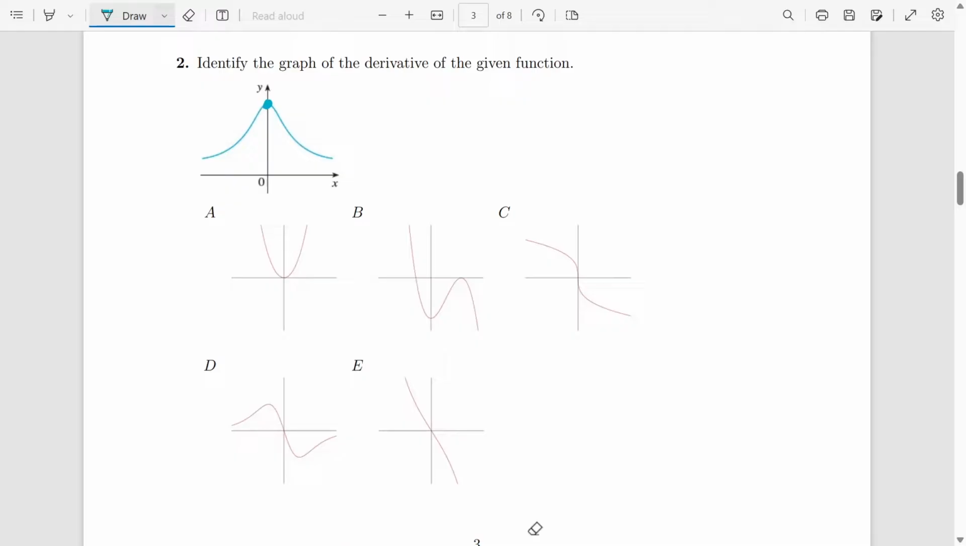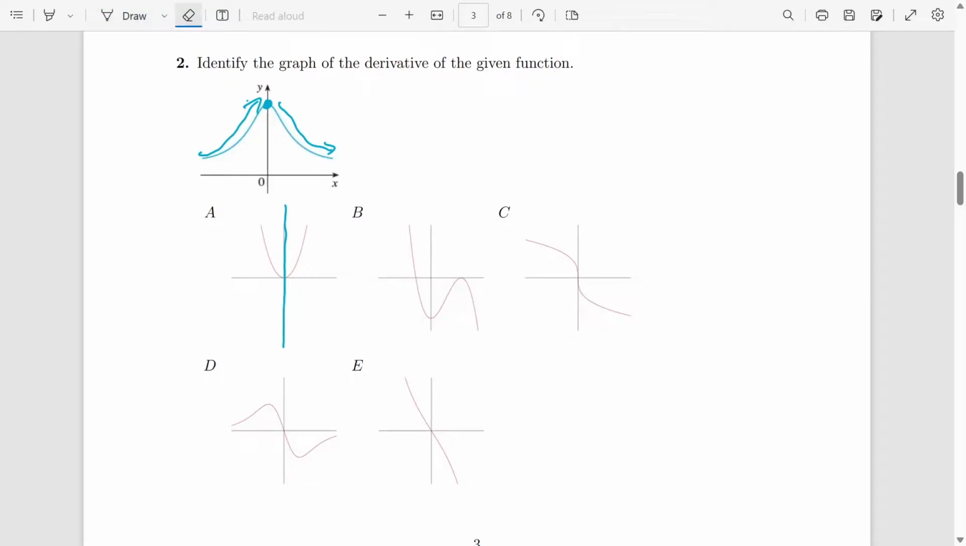And already with that, we can rule out B there, and that's the only one. But hey, we're making progress. The other thing we can do is look at the sides of it. It looks like on the left it's increasing and on the right it's decreasing. So we know that for any one of these graphs, the derivative on the left has to be positive and on the right it has to be negative.